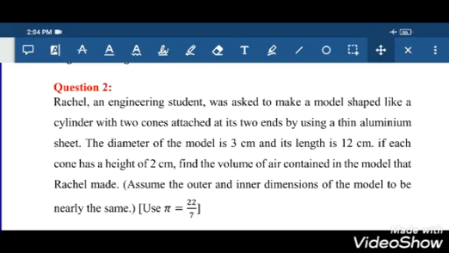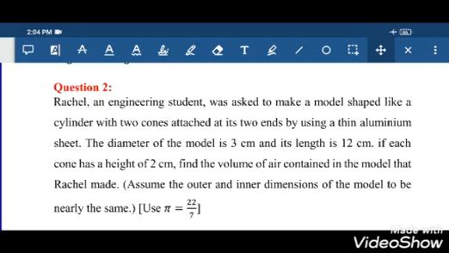So what is the measurement? The diameter of the model is 3 centimeter and its length is 12 centimeter. If each cone has a height of 2 centimeter, find the volume of air contained in the model that Rachel made. Assume that the outer and inner dimensions of the model are nearly the same.